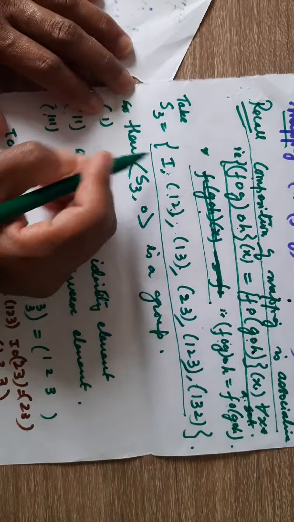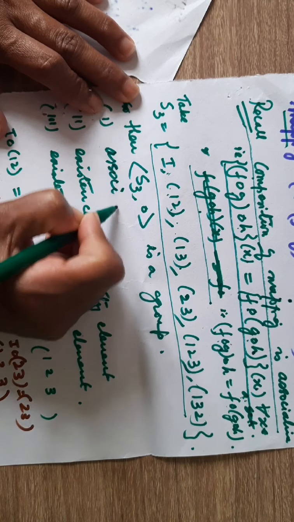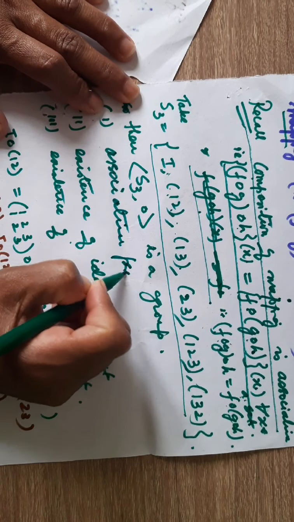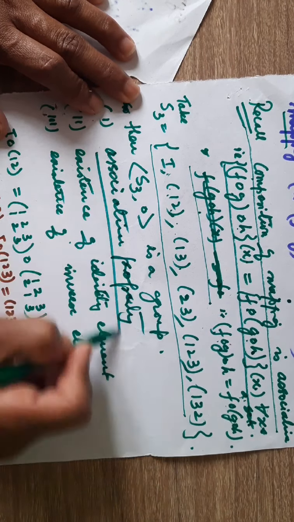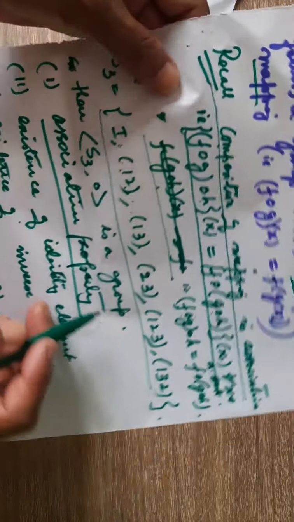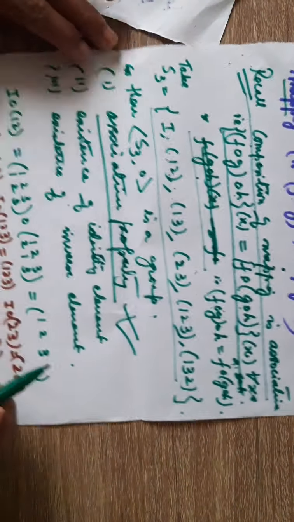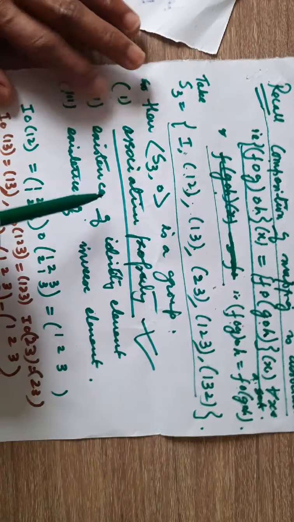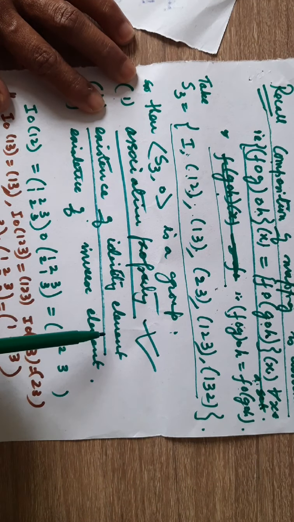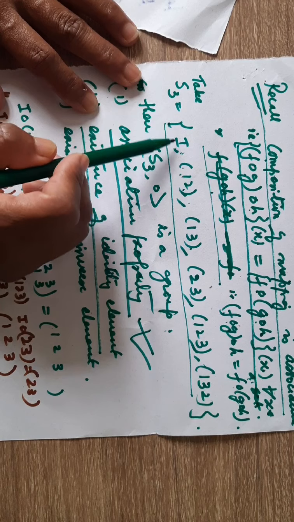So the associative property is always satisfied by mappings. So that one is clear, and from there we can conclude. But now we need to show the existence of an identity element in this S3. What is that identity element?